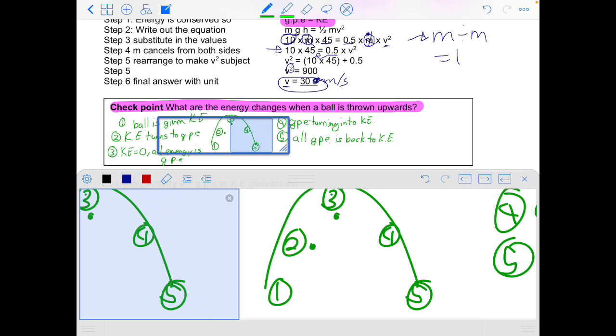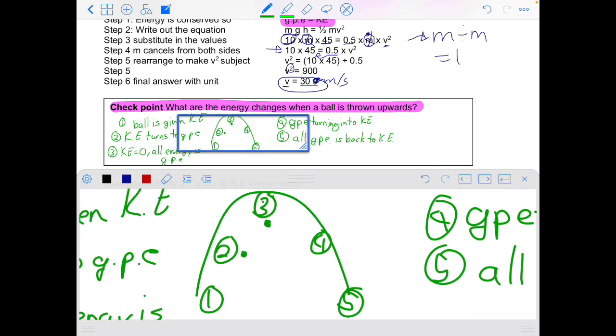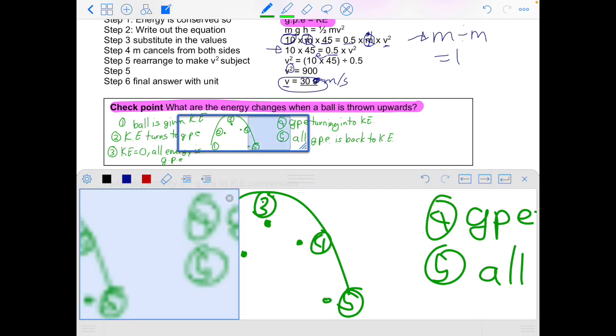Yes, if the ball has lost all of its kinetic energy, it has stopped moving. So the ball stops moving at the top, has lost all kinetic energy. All the energy is gravitational potential energy. As the ball starts falling, the gravitational potential energy turns back into kinetic energy. And when it reaches the same height, all of its gravitational potential energy has gone back into kinetic energy.